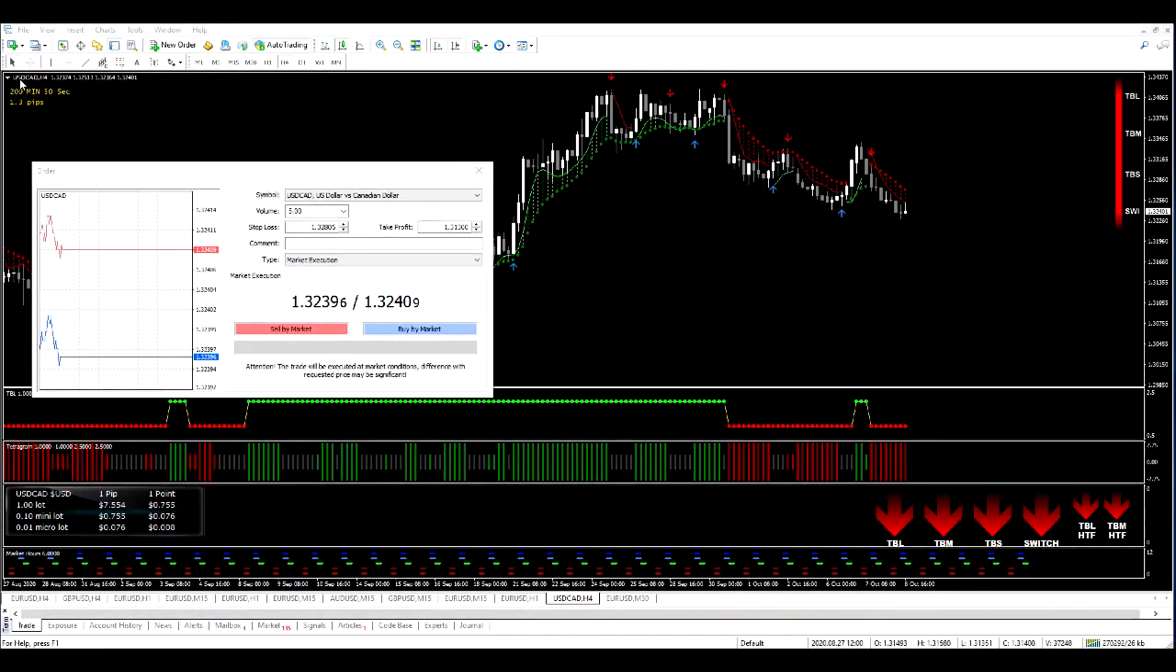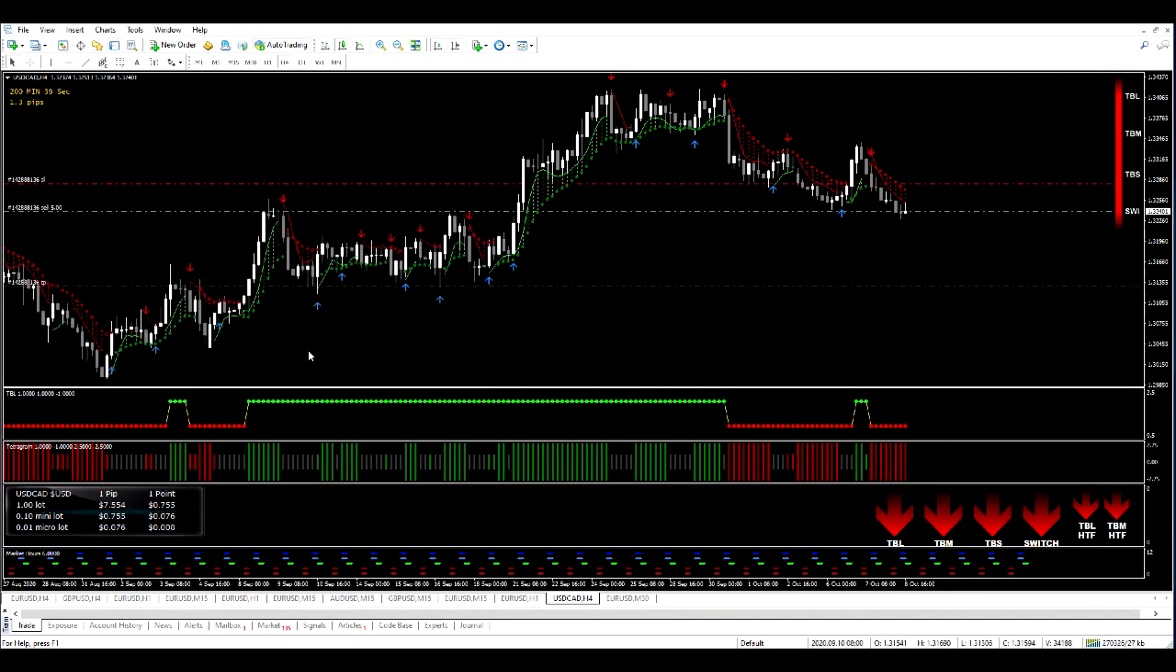Hi guys, I'm on the US dollar Canadian dollar 4-hour chart. All my indicators are in alignment. I'm about to enter a sell trade. And there we go. So I've set my stop loss and I've set my target. And now all we have to do is wait for the trade to play out.